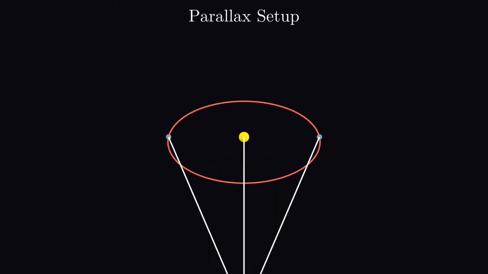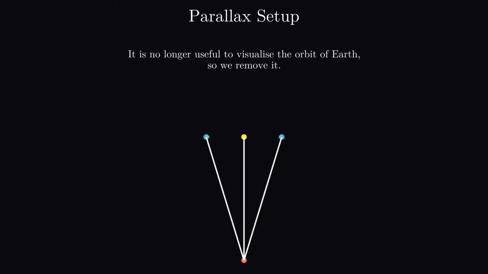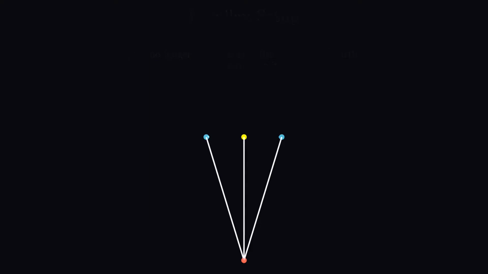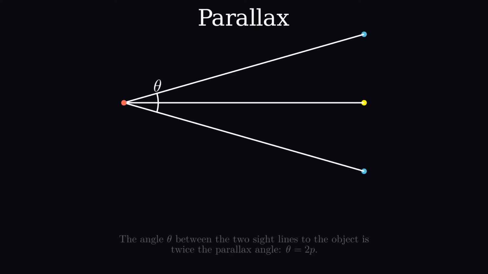Adjusting our perspective so that we're looking orthogonally down on the plane of the sight lines, we can see a clear geometric picture emerging. The orbit of Earth is no longer necessarily orthogonal to anything, so we can safely ignore it. Let's trace the angle between the two sight lines. This angle theta is twice the parallax angle p.